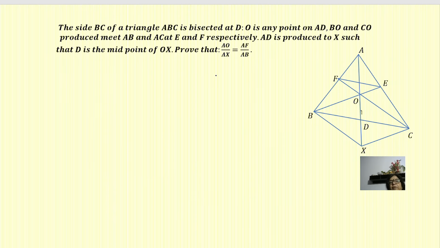Moving on to the next question. The side BC of a triangle ABC is bisected at D. O is any point on AD. BO and CO meet AB and AC at E and F respectively. AD is produced to X such that D is the midpoint of OX. We have to prove AO by AX is equal to AF by AB.